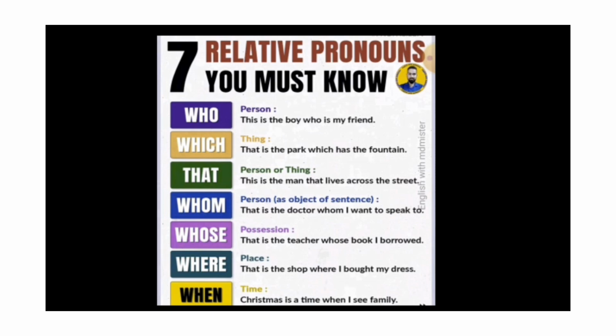The last one for today's lesson is when. When is used to describe time. Example, Christmas is a time when I see family. So as I told you before, the detailed rule for each relative pronoun may be included in the coming videos.